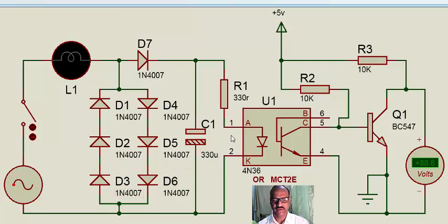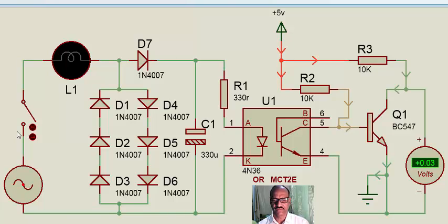And then that is fed to an opto isolator, it could be even MCT2E, and finally to a transistor where we will see how the output changes while the load is switched on. Now while we try to operate this, what we find is the load is off, and we find that the voltage here is only 0.03, which is actually in fact 0 volts.